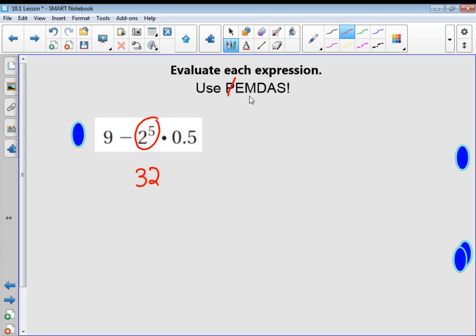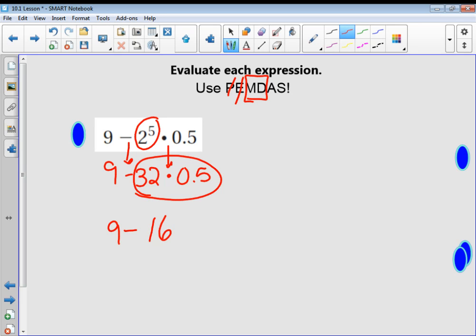So I'm going to bring everything else down. So I have 9, I have this minus sign, and I have this times 0.5. Okay, so I brought everything down. I'm done with my exponents. Do I have any multiplying or dividing? Yes, I do, right here. I like to circle that. Now, I could circle that negative sign with it, or I can think of it as a minus sign. So right now, I'm thinking of it as a minus sign. So I have a 9 and a minus, and now I'm going to figure out what 32 times 0.5 is. Well, that's the same as doing half of 32. If you're comfortable with working with half of 32, which I'm comfortable with, that gives me 16.